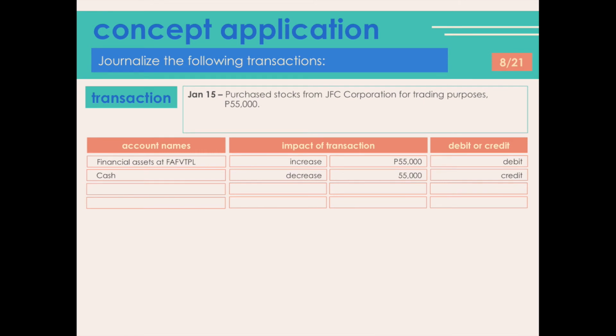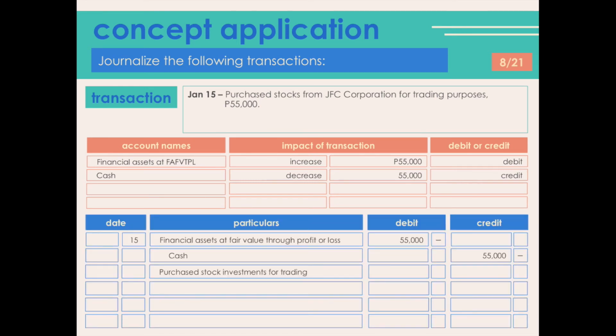January 15. Purchased stocks from JFC Corporation for trading purposes, 55,000 pesos. Here, the company made an investment. Since the purpose of this investment is for trading purposes, the appropriate account is financial assets at fair value through profit or loss, or simply financial assets at FAFVTPL. We debit the account for 55,000 and also credit cash for the same amount.